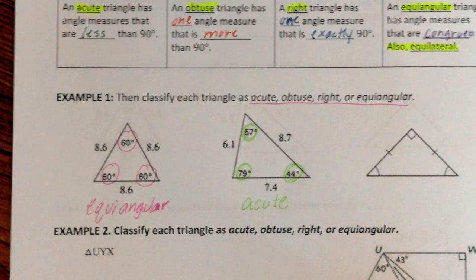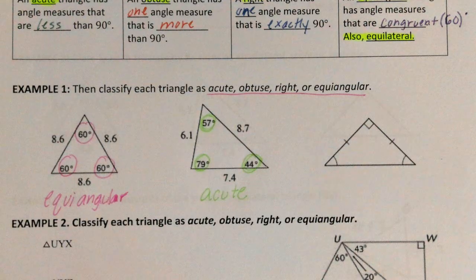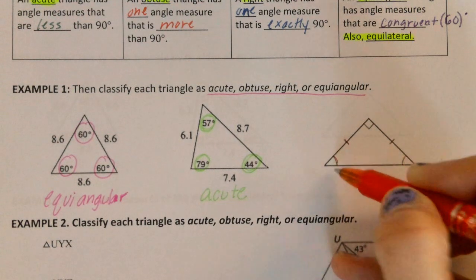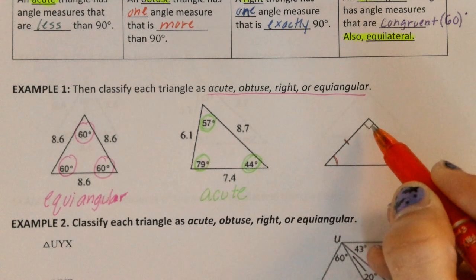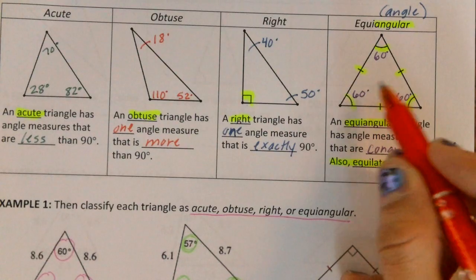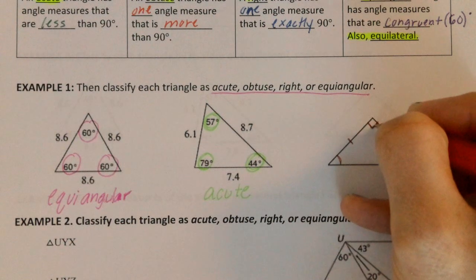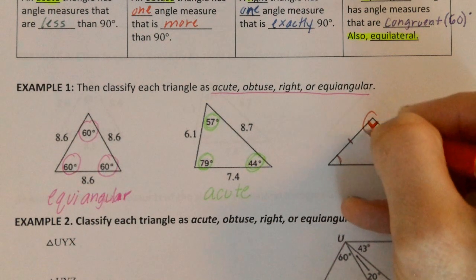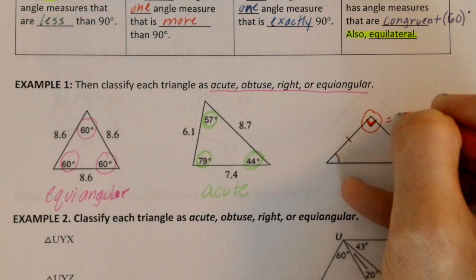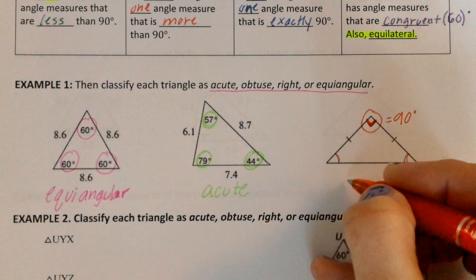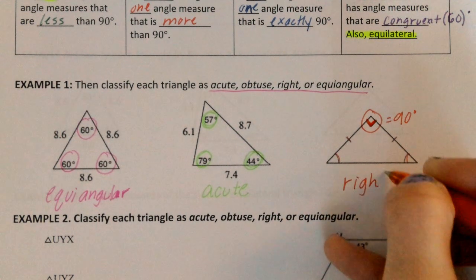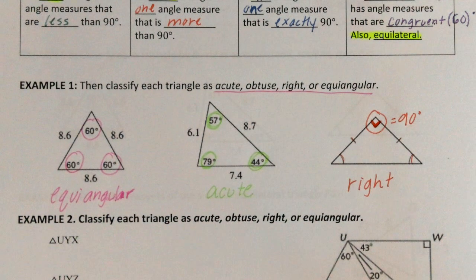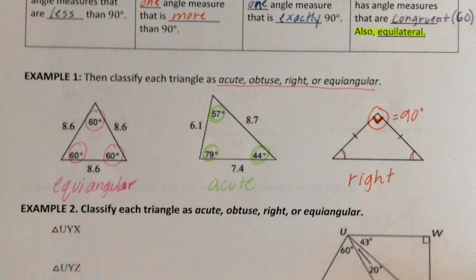Lastly, we take a look at this triangle here, and we see all these markings, these two sides congruent, these angles congruent, but that third angle is not marked congruent like up here. We have a 90-degree angle right here. So this angle right here tells us we have 90 degrees, we have a right angle, we have a right triangle.